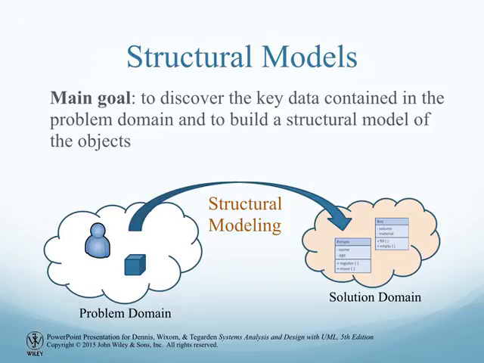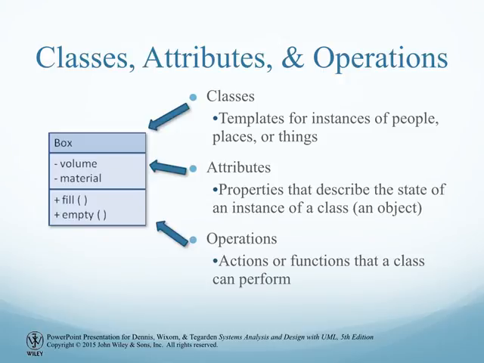So really the main goal, as it states here, is to figure out the data contained in the problem and then use basically a structural model to then give us an idea of how we are going to design and implement these programs. So the classes, attributes, and operations, these are the terms that we're going to be using to define essentially the object-oriented programming equivalents of classes, properties, and variables, and then methods for operations.